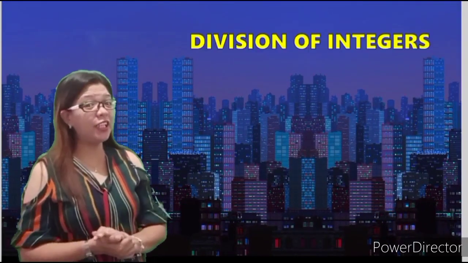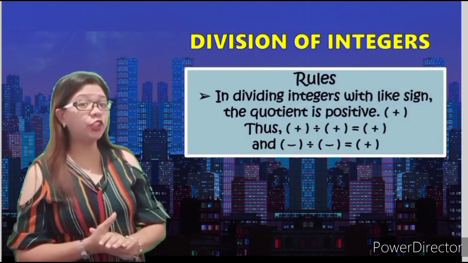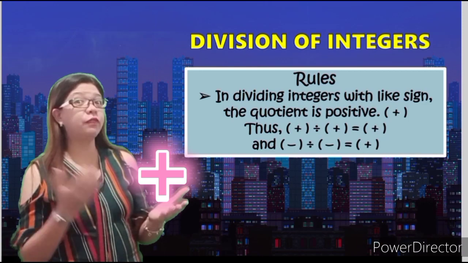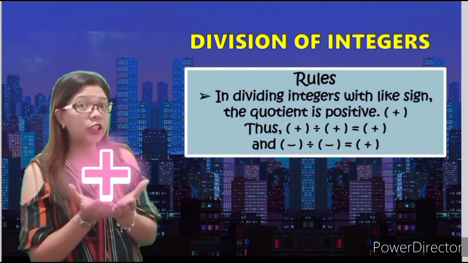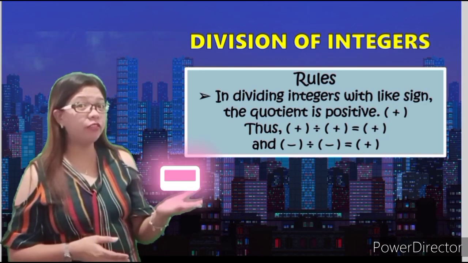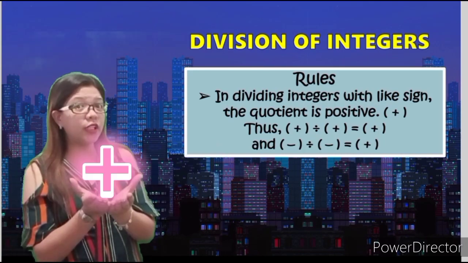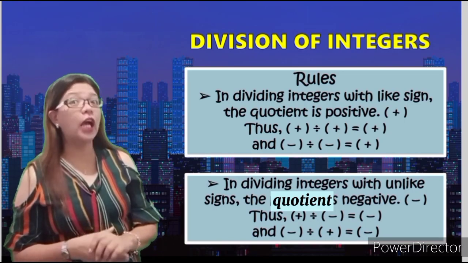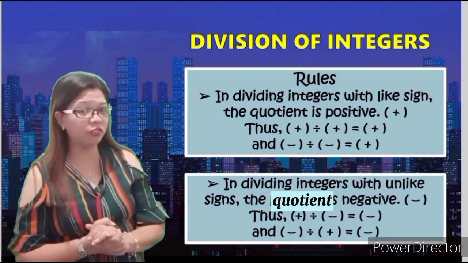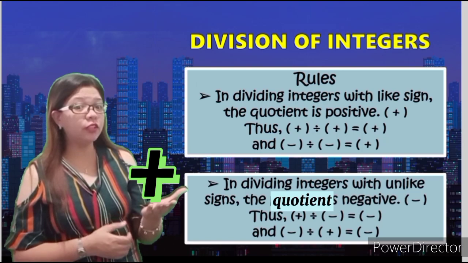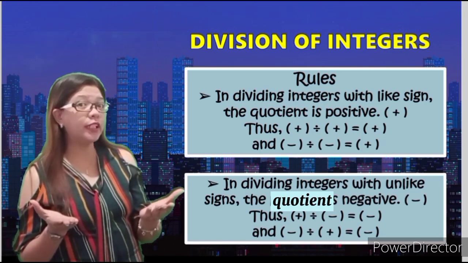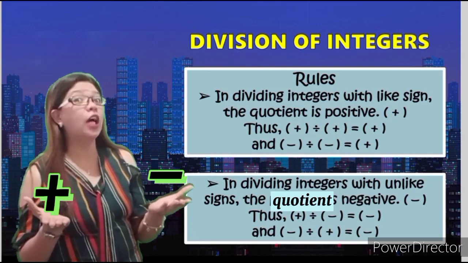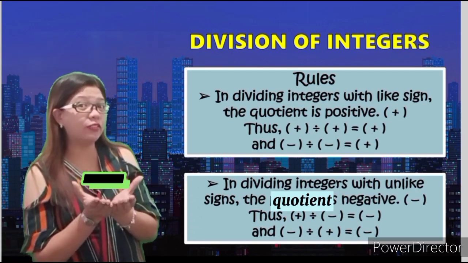How about in dividing integers? In dividing integers with like sign, the quotient is positive. Thus, positive divided by positive, the quotient is positive. And negative divided by negative, the quotient is also positive. But in dividing unlike sign, the quotient is negative. Thus, positive divided by negative, the quotient is negative. And negative divided by positive, the quotient is negative.